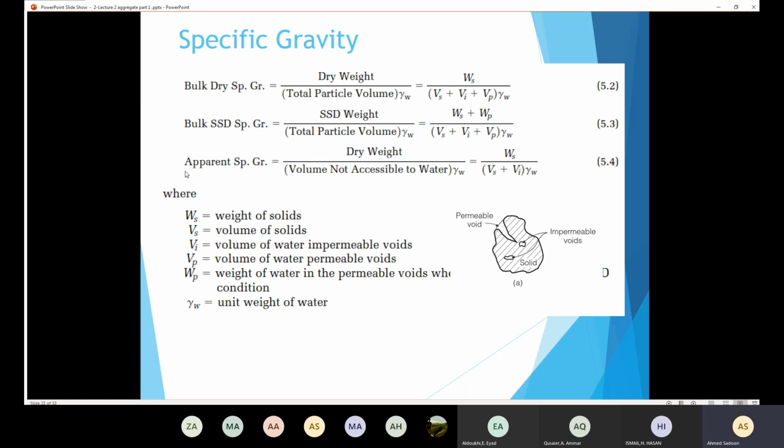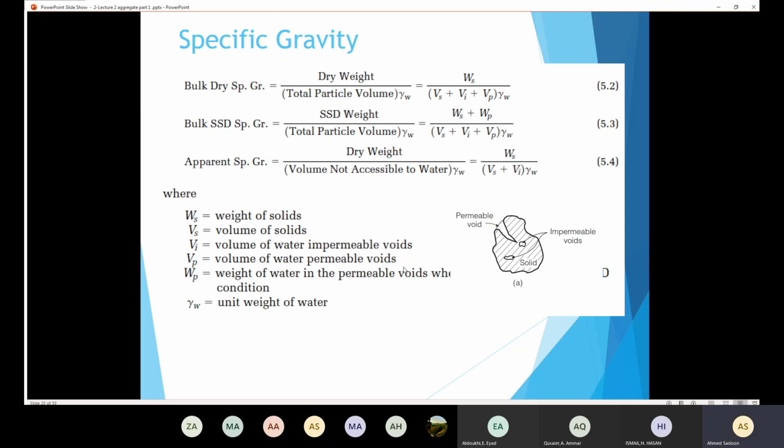Finally, we have the apparent specific gravity. The apparent specific gravity is similar to the bulk dry specific gravity, except that we are not going to determine the volume of the permeable voids. The volume of the permeable voids is not going to be counted. So it depends on the voids of the aggregate; we are going to have three types of specific gravity.